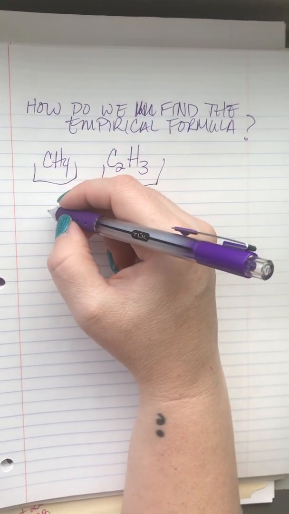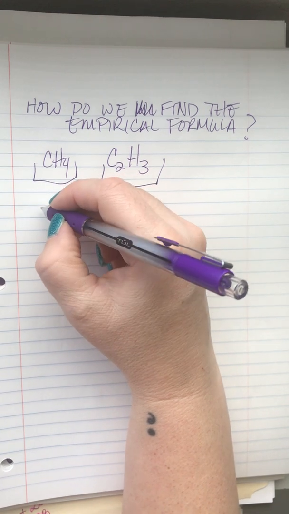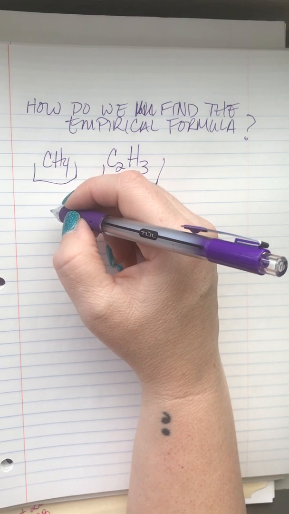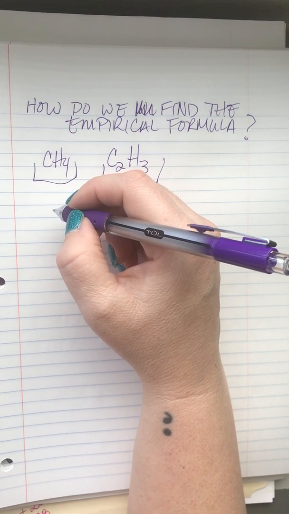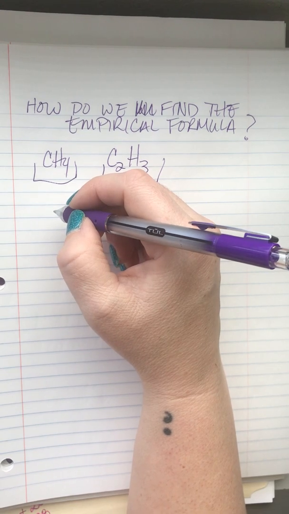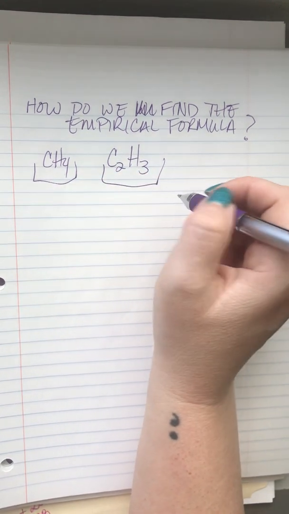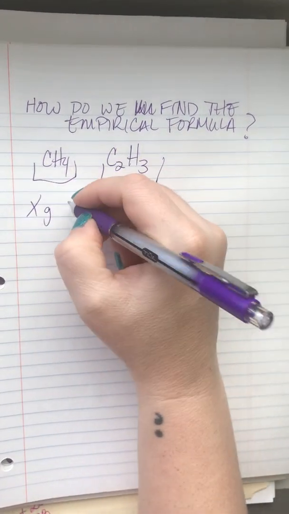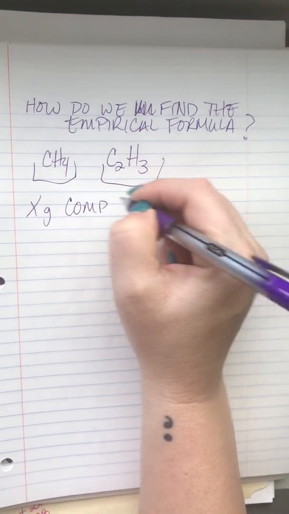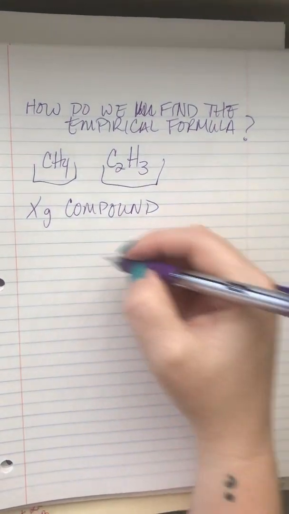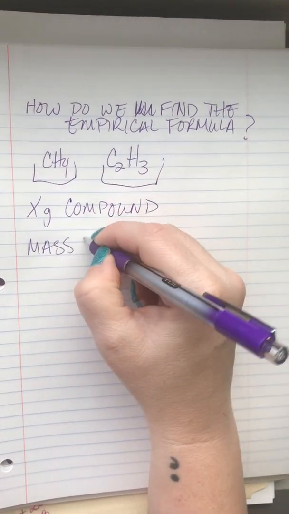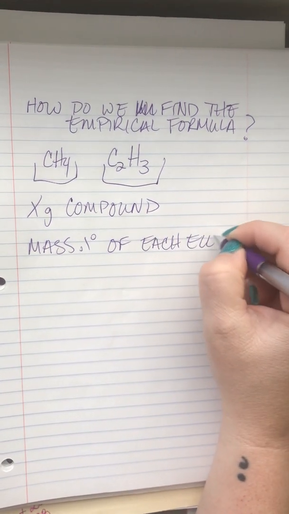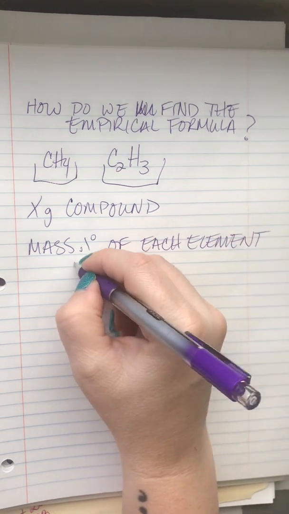So basically, one of the ways that we can find an empirical formula is by smashing molecules at really high velocities and then separating the pieces by mass. That's called a mass spectrometer. And so the information that you get basically is I put in X grams of some compound, and I got the mass percent of each element in the compound.